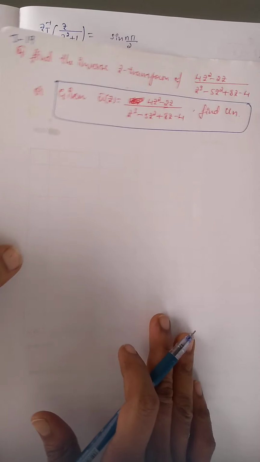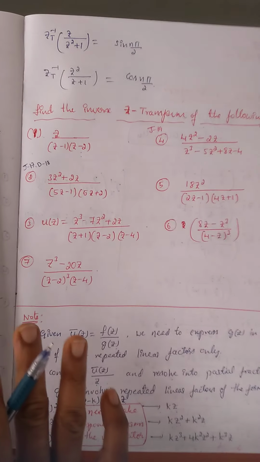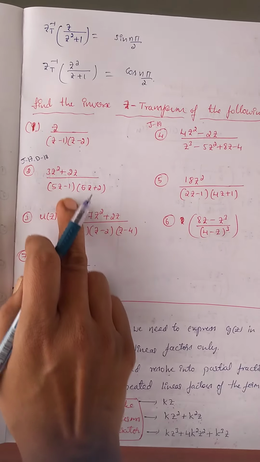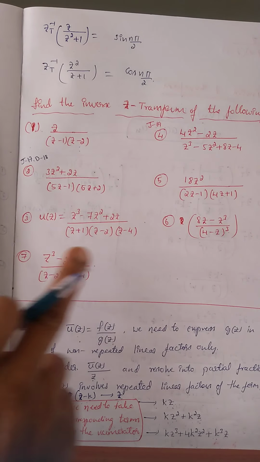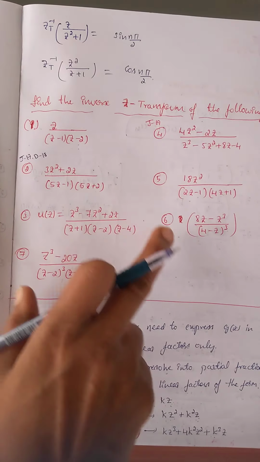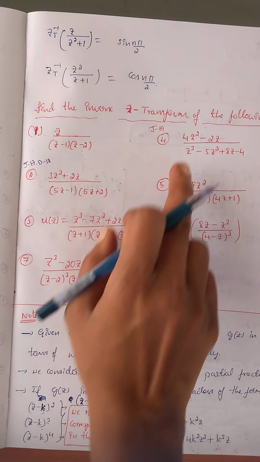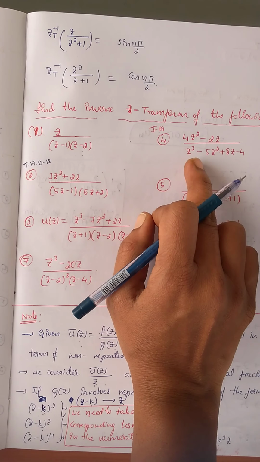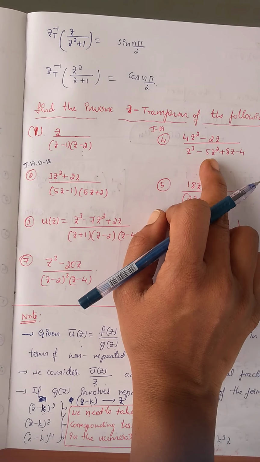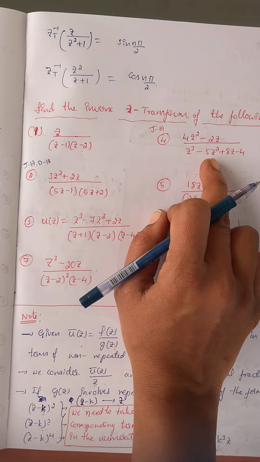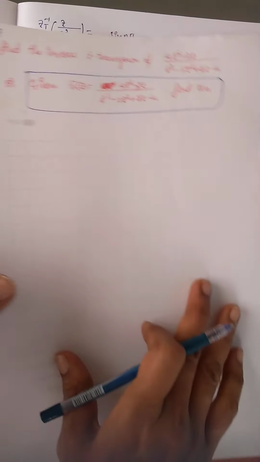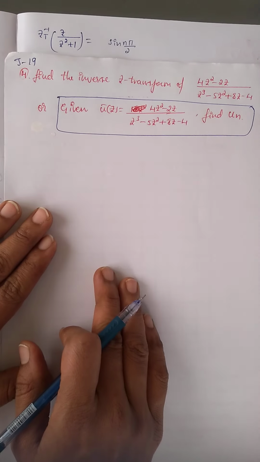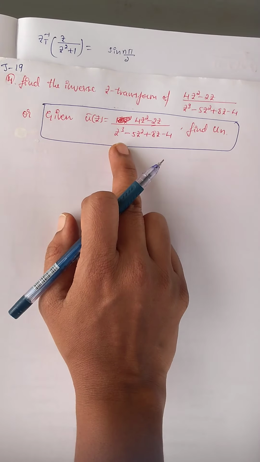Here in inverse z transform, before starting the problem, first we have to reduce the denominator to factor form. We can see the first, second, third, fifth, sixth and seventh problems, except the fourth one, are given directly in factor form. But the fourth one is given as a cubic equation, so we have to factorize this denominator first.